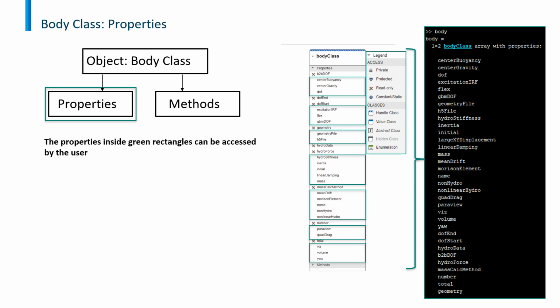The body class uses properties to define the physical facts such as center of mass, volume, and hydrostatic stiffness. There are certain properties that can be modified by the user so as to customize the simulation for different scenarios. These properties are shown within the green rectangles. The read-only properties are populated using the H5 file written by the BEM solvers such as WAMIT and are inaccessible to the user.